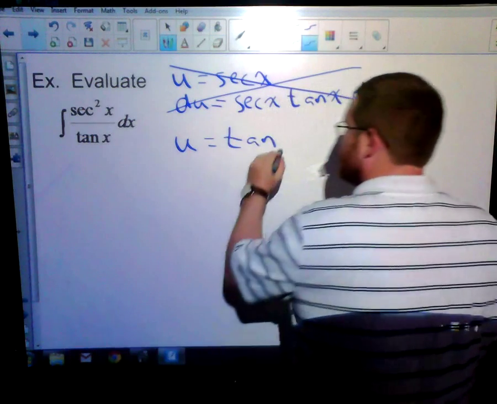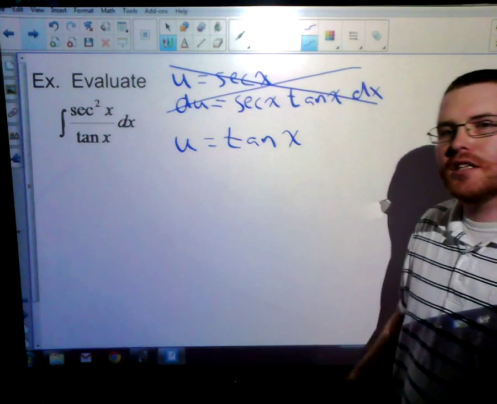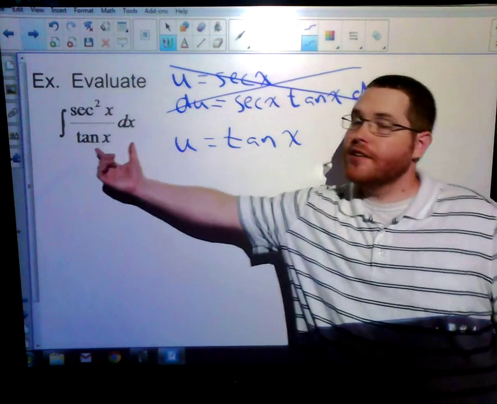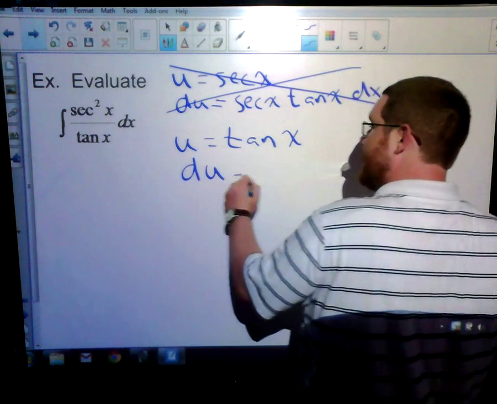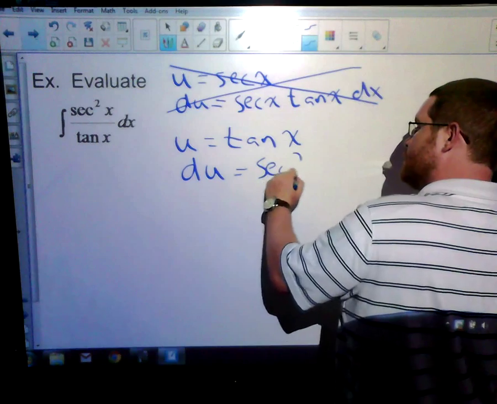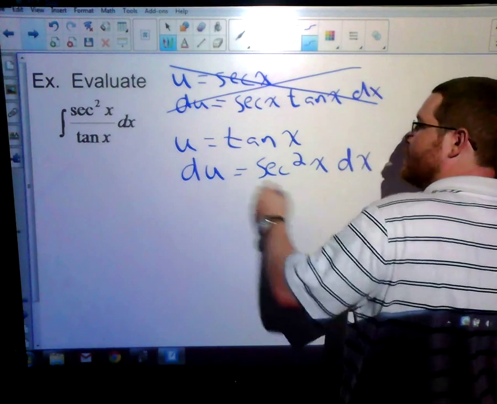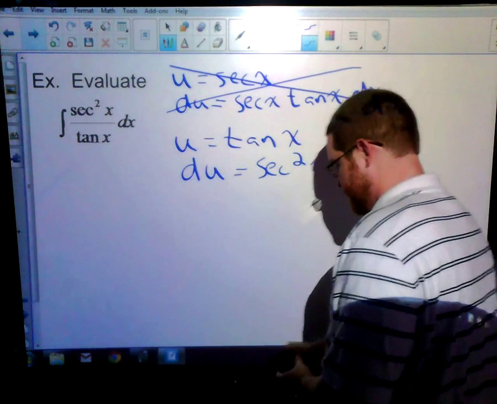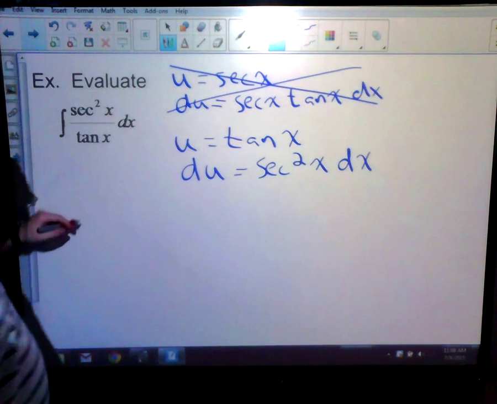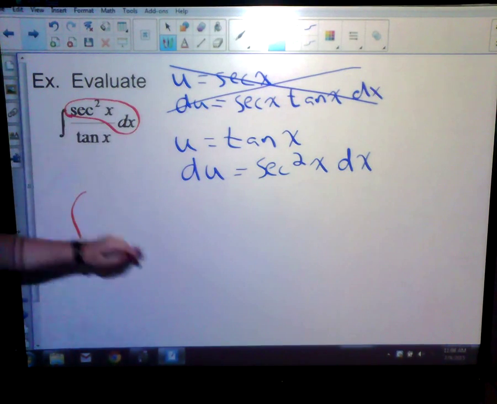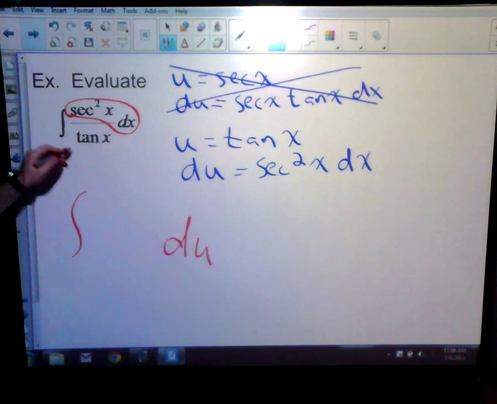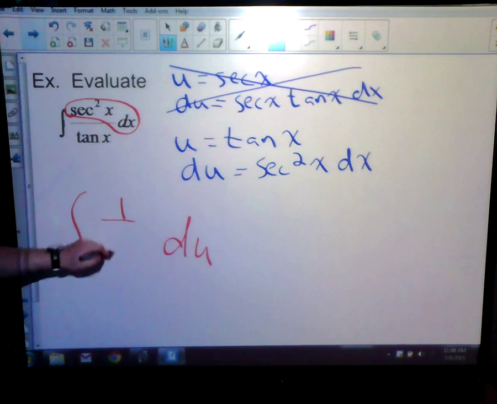Why is tangent inside something? What is tangent inside of? Tangent's inside of a negative 1 power. Then what's that make du? What's the derivative of tangent? Secant squared. Hey look, we have secant squared. So this part right here is going to become du, and this right here is going to become 1 over u.